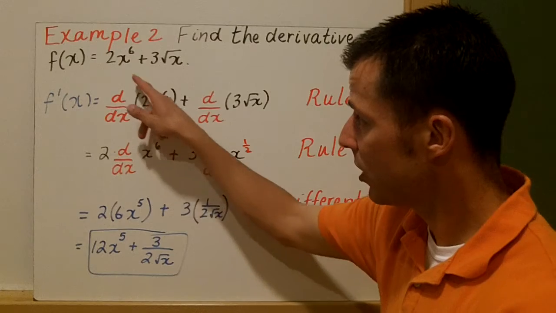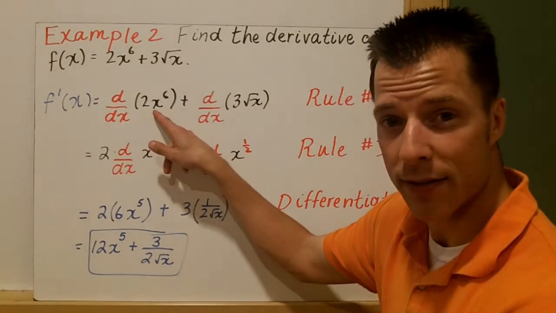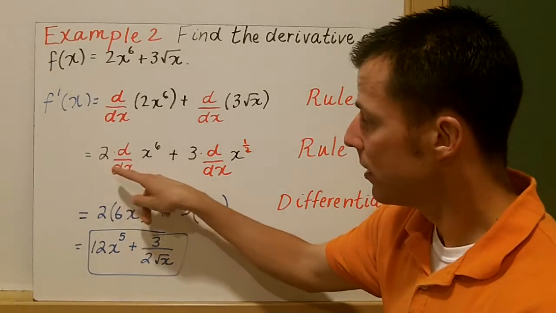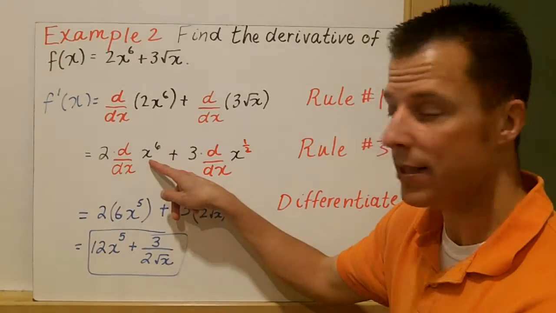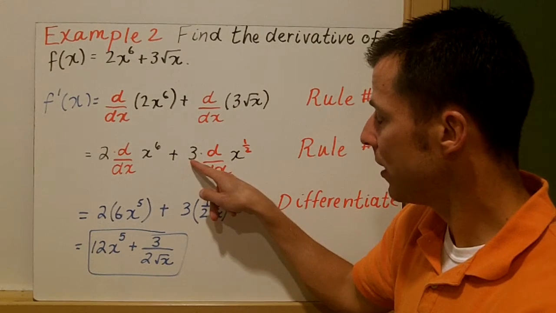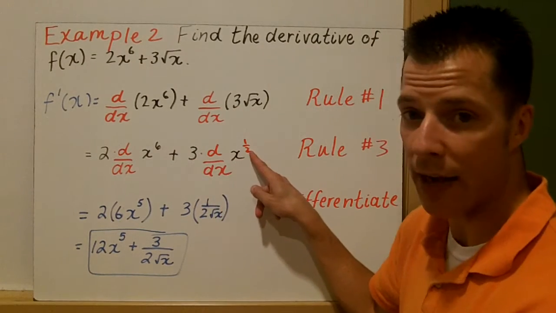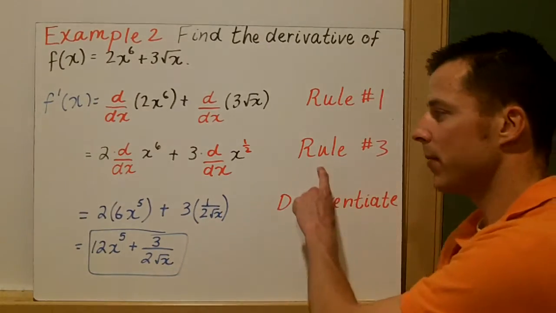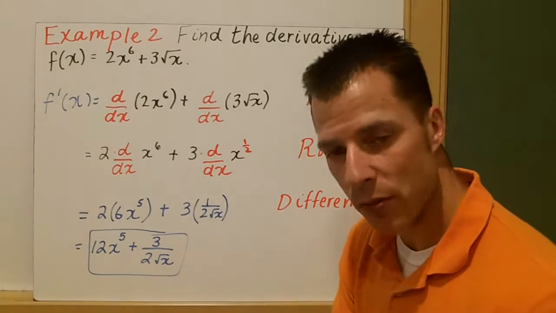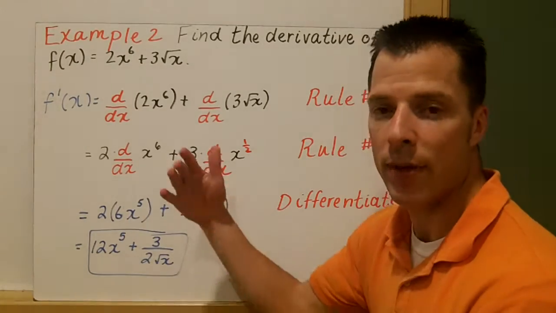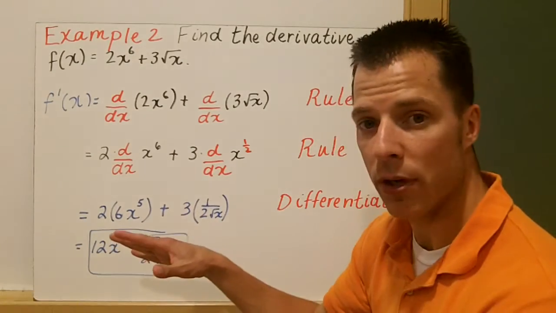So now I'm taking the derivative of 2x to the 6th. So I can apply rule 3. Bring the 2 out, take the derivative of just x to the 6th, plus I'm going to bring that 3 out and take the derivative of x to the 1/2, which is the same thing as the square root of x. So that's rule 3. It's important to remember as we go through and take these derivatives, we'll stop writing d dx so much, but I'm doing that just to help you a little bit.